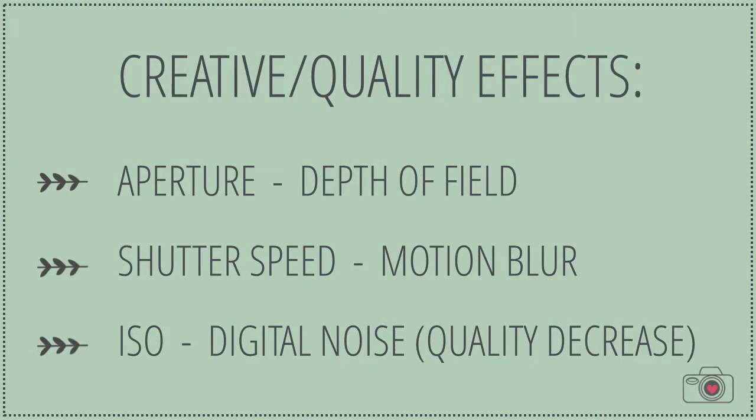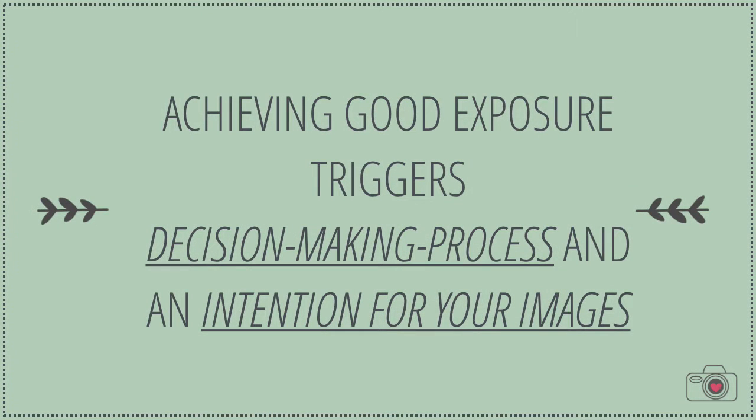But it's not only that these are controlling the amount of light coming into your camera and hitting the sensor, or how the sensor treats that light, they are all also having a creative effect. So as discussed already in a previous video, the shutter speed is for movement and the aperture is for depth of field, and ISO creates digital noise, which is not really a creative effect, but it has a quality effect on your image, obviously.